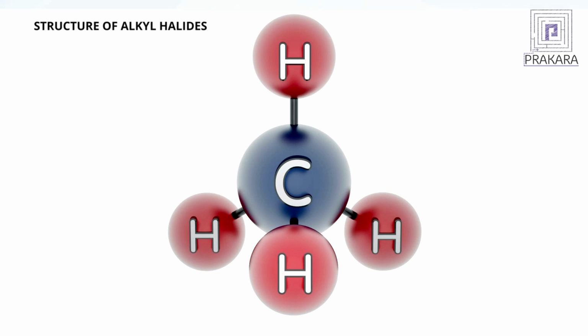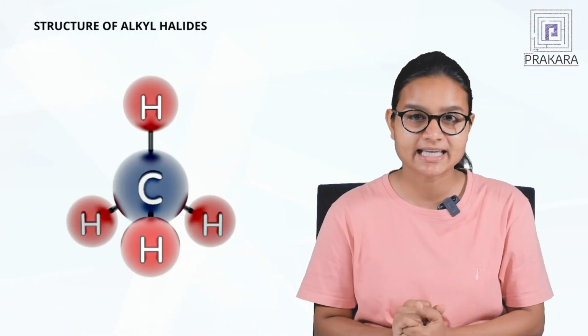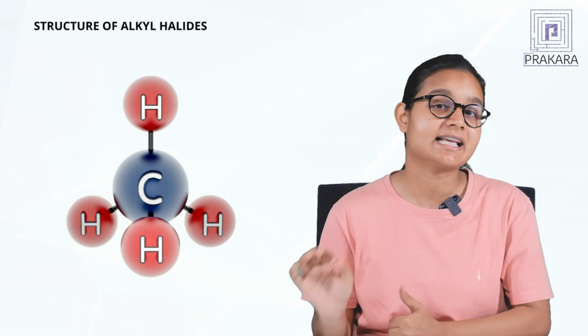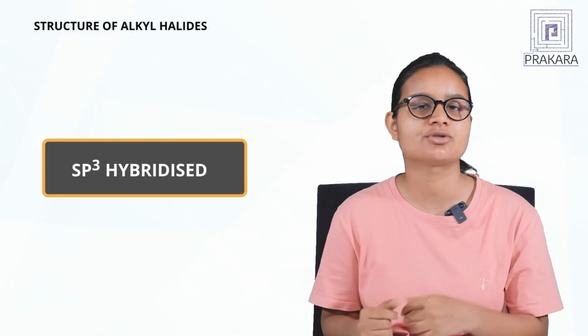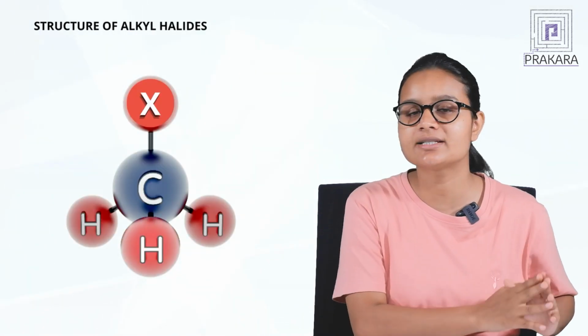So in alkyl halides, what we are doing? We are replacing one hydrogen with a halogen atom. So in alkyl halides, the structure will remain the same as the structure of the alkane. We took the example of methane. The carbon in methane is sp3 hybridized and the structure is tetrahedral. Similarly, alkyl halides will have a tetrahedral structure, or we will say tetrahedral geometry, and the halogen will be attached to the sp3 hybridized carbon.